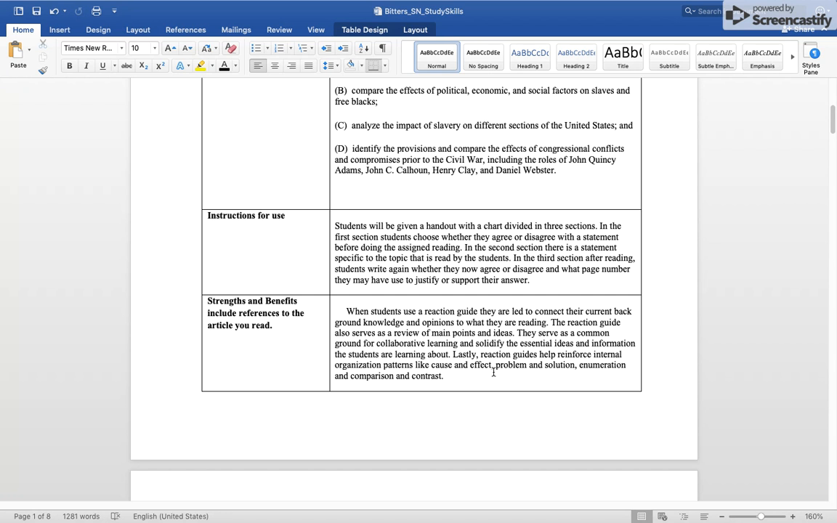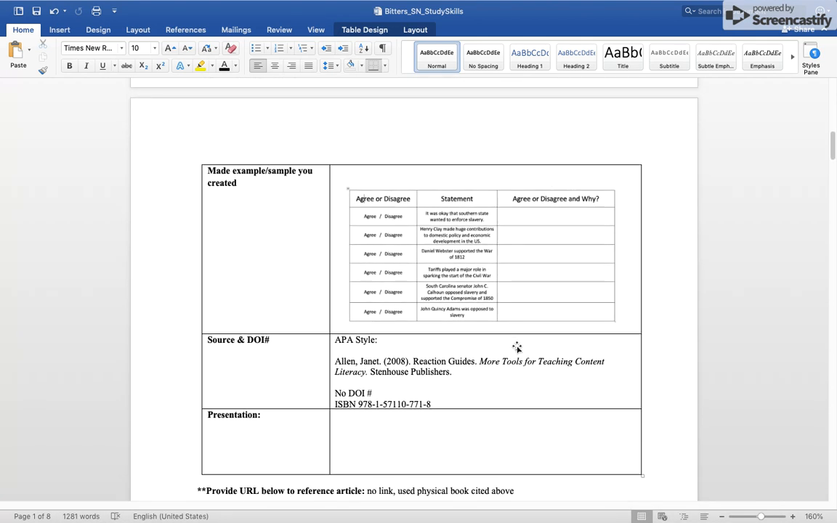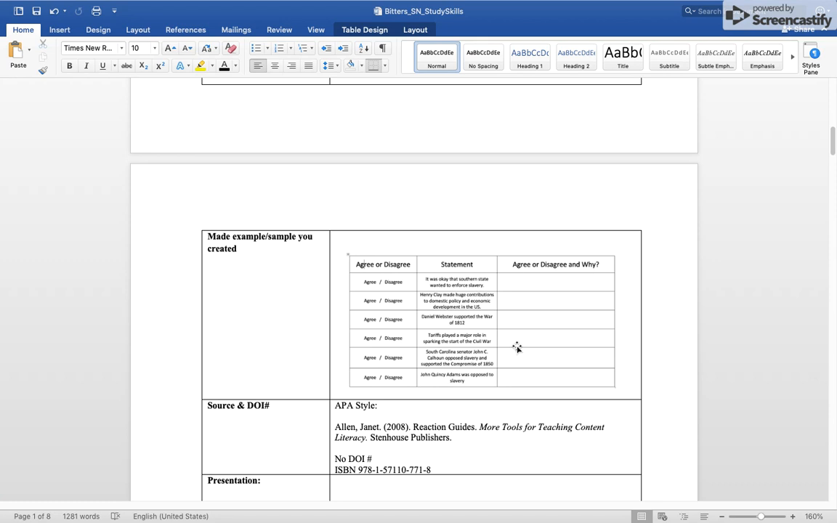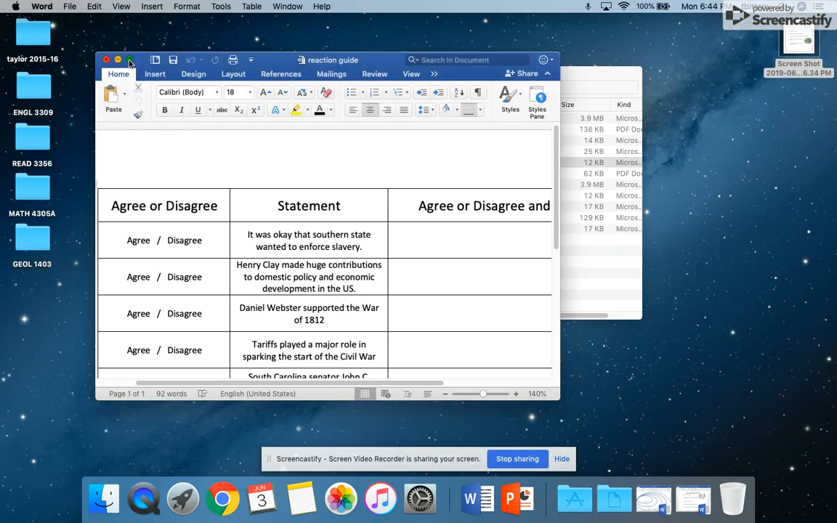And then lastly, reaction guides also help reinforce internal organization patterns like cause and effect, problem and solution, enumeration, and comparison and contrasting. And so down here is my example I created pertaining to our Civil War lesson, and I will blow that up in a different Word document so it's easier to see.